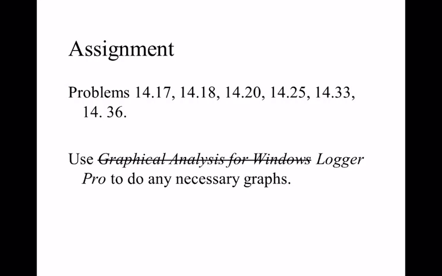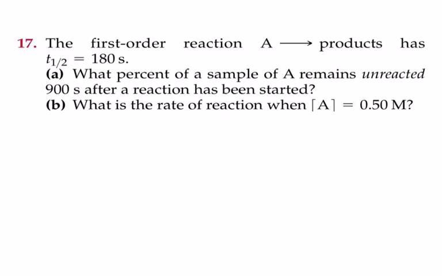These are from last year, but I thought they looked okay. I looked at them. So the first one is first order, so these are our tools if it's first order. What percent of a sample remains unreacted after 900 seconds? Here, we can actually leave it as the ratio of A to A0. So let's see what my hints were.